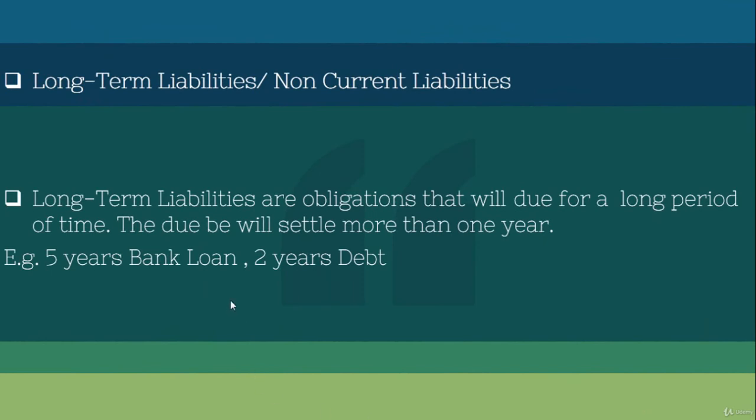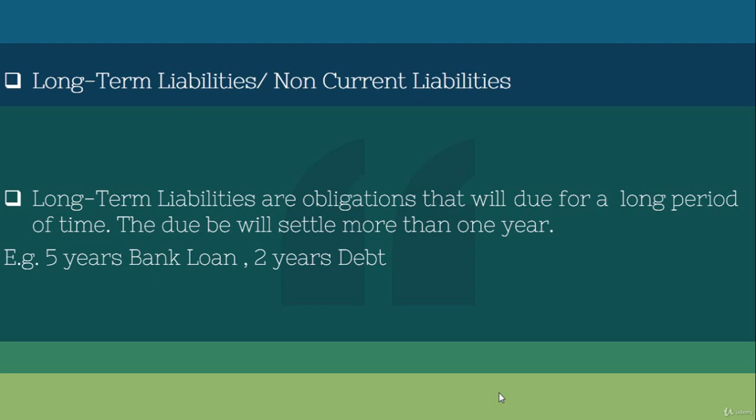So long-term liabilities are obligations that fall due over a long period of time, and will be settled in more than 1 year. For example, a 5-year bank loan: we have to settle it over 5 years, not 1 year. So in the first year we settle a sum of money, and in the second year another sum, like that.